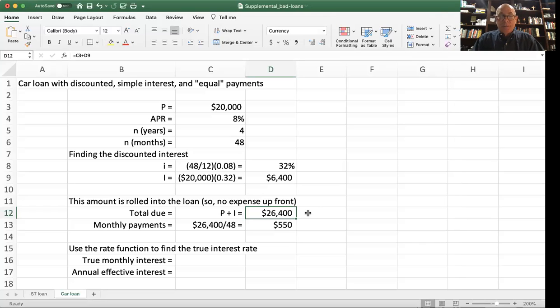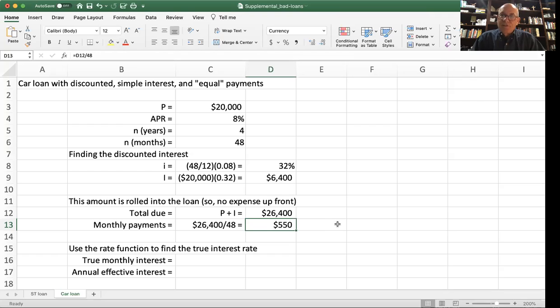Now what they will do, and this is another shady thing, and they do it because it's simple interest and they can get away with this, they'll take the 26,400 and say, okay, you owe us that much. You've got 48 payments. We'll just divide that total by 48, and this is how much you pay us each month, $550 per month. So that's your car payment, and you're figuring you're good to go, right? And you take off.